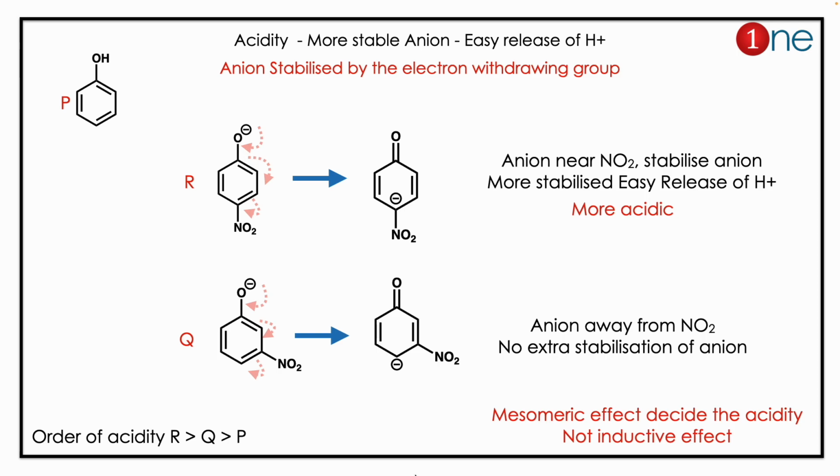Here acidity is defined by the anion stability, because once it loses the H+, an anion will form in any acid system. So the anion-stabilizing species will be the more acidic compound. So phenol is a neutral one. Let us look at R and Q.